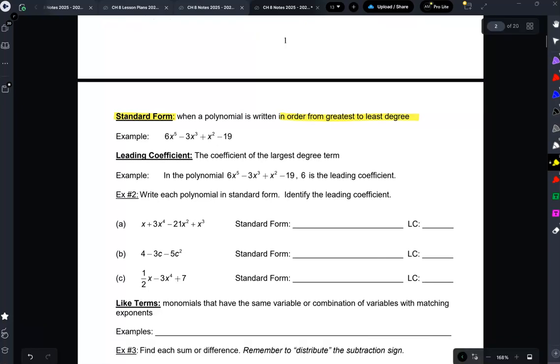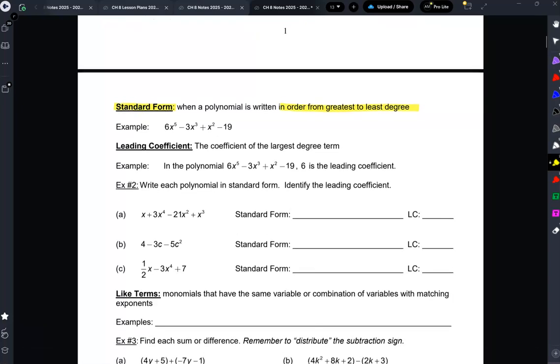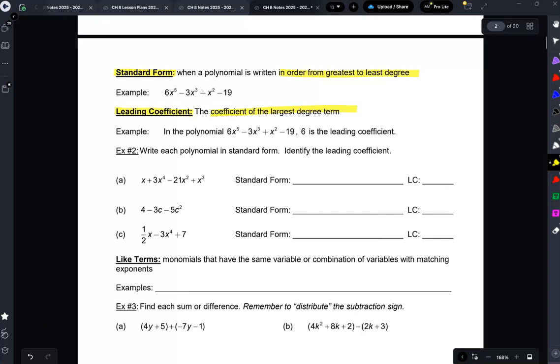Okay, now, when you have a polynomial, so you're seeing now the degree is the highest exponent, and that term is the most important term. So the leading coefficient is the coefficient of the largest degree term. Okay, in this case, what's the degree? What's the highest exponent? The 5. What's the coefficient of that term? 6. Just the coefficient is 6. So in this case, 6 is the leading coefficient. Okay? All right.